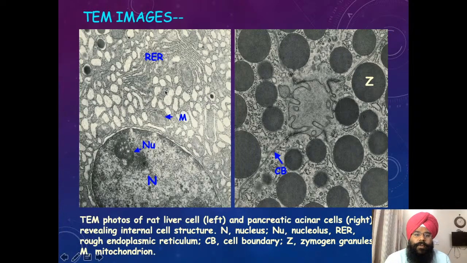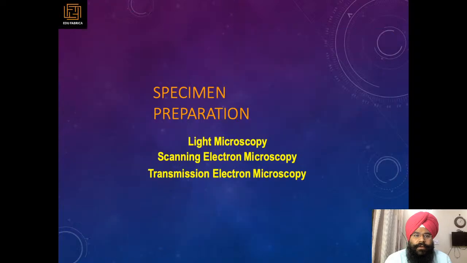So these are TEM images of rat liver cells on the left and pancreatic acinar cells on the right. So this is how the left and right are being differentiated. Now comes the specimen preparation for light microscopy, scanning electron microscopy, and transmission electron microscopy, and how things are arranged in them.